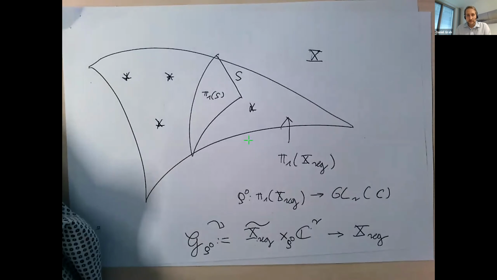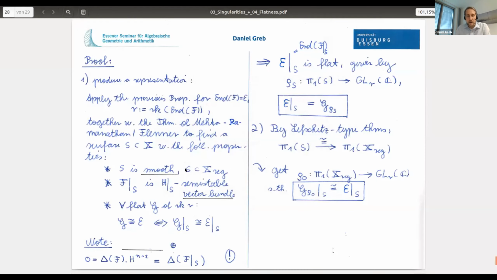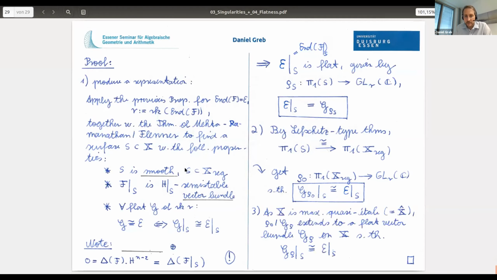Okay, I have this flat vector bundle on the regular locus, but now I use the fact, which is my last assumption in the theorem, that I'm on this space where I can extend flat vector bundles over the singularities. So as X is maximally quasi-étale, which means that it's equal to this X hat, this representation, or equivalently this flat vector bundle, extends to a flat vector bundle on the whole of X.